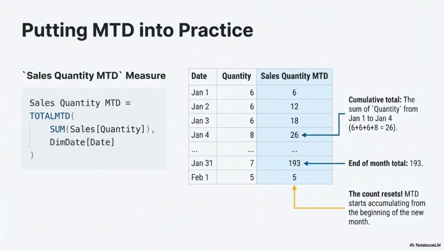So here in Power BI, MTD is calculated using the TOTALMTD function. The syntax looks like this: TOTALMTD, sum of sales quantity, and the date table's date column. This automatically calculates cumulative values for the current month.